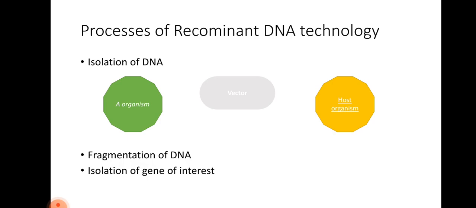As I told you earlier, if we take a character or a gene of interest to a host organism, we have to follow a process for this technology. So we will take these processes of recombinant DNA technology step by step. First is isolation of DNA.